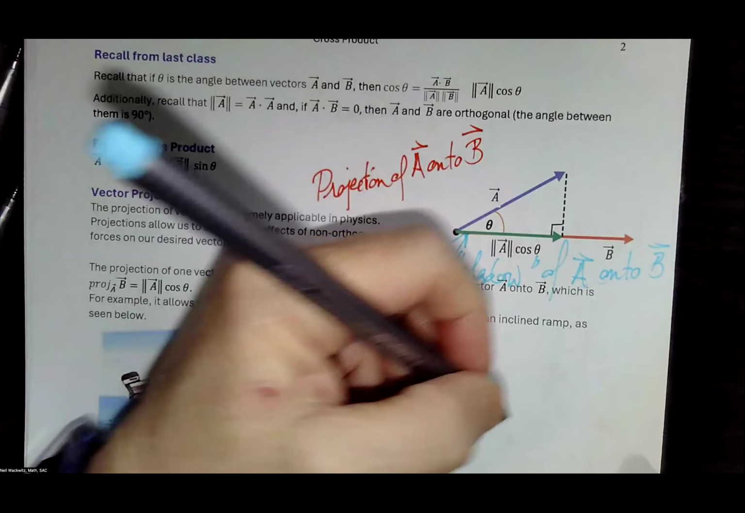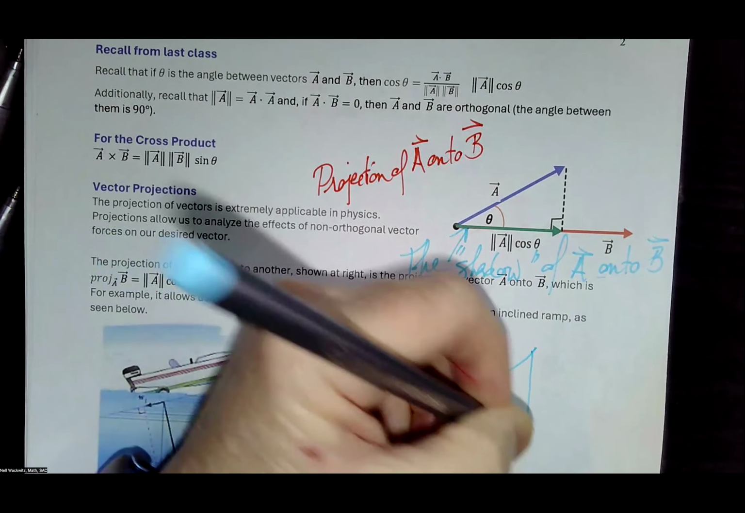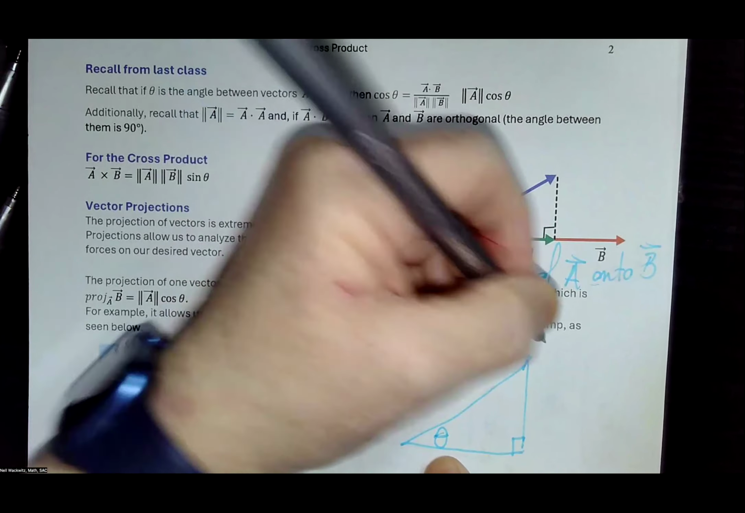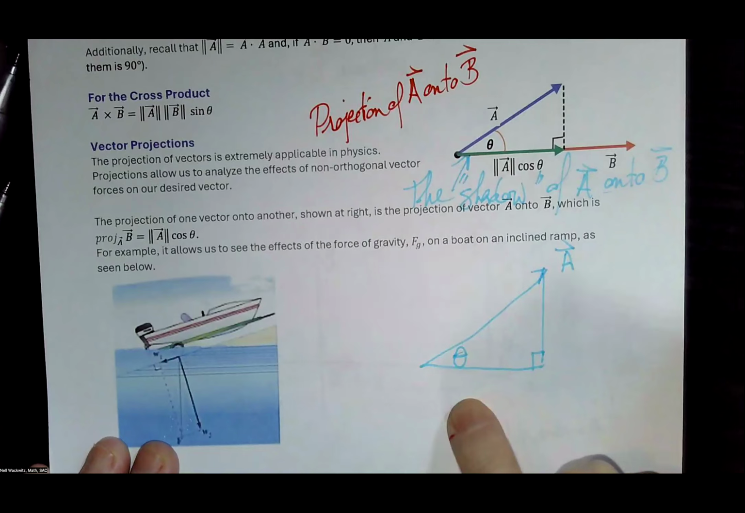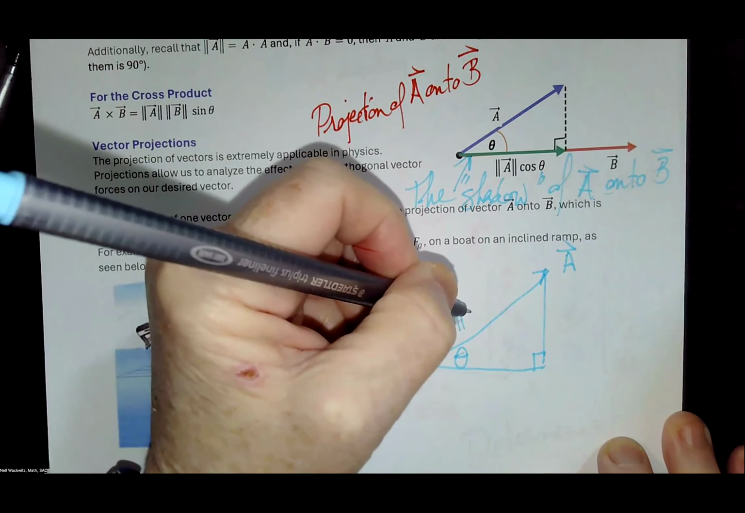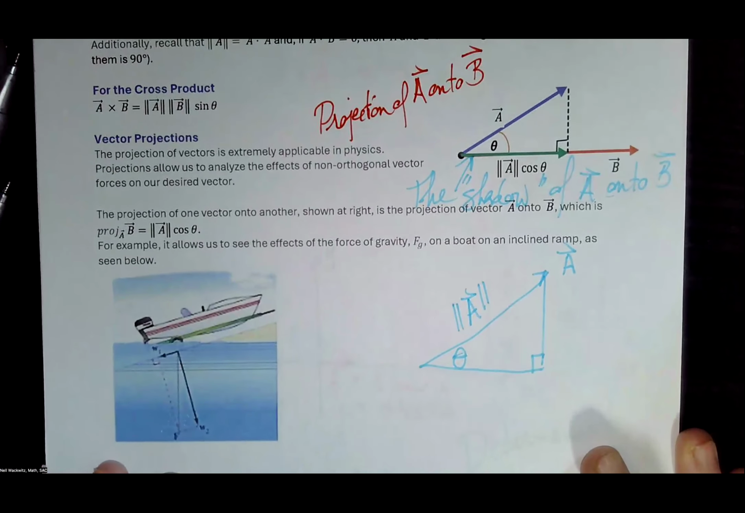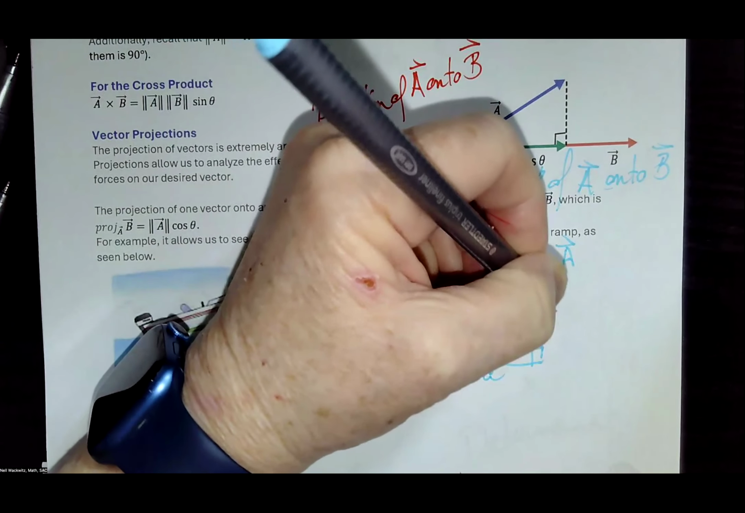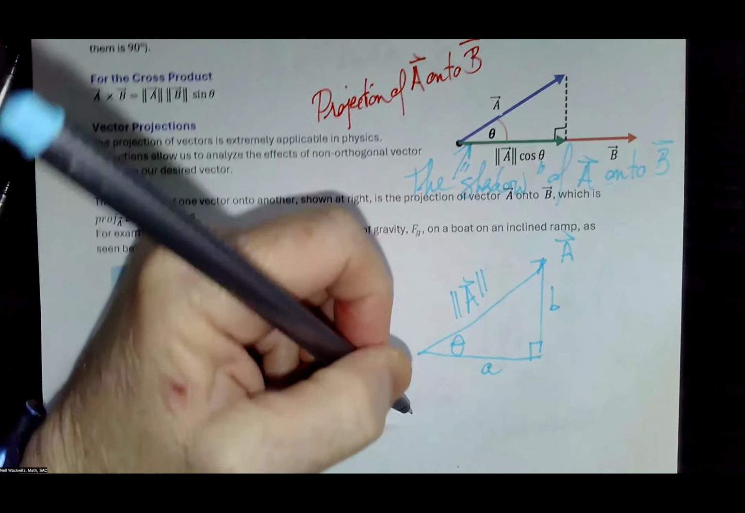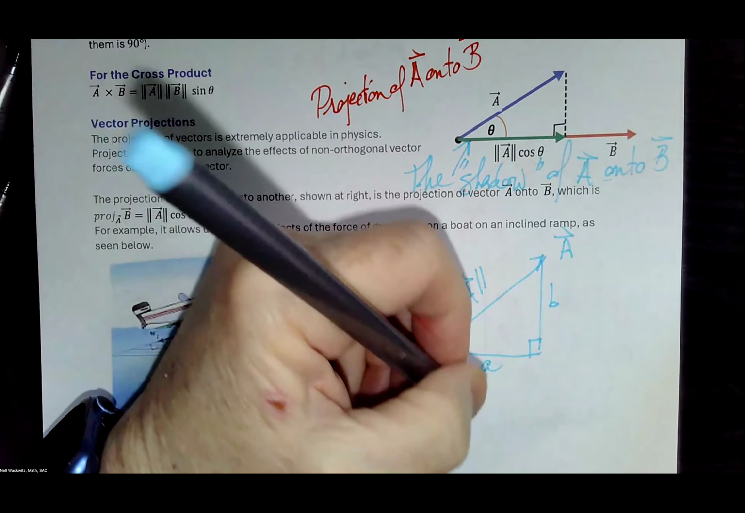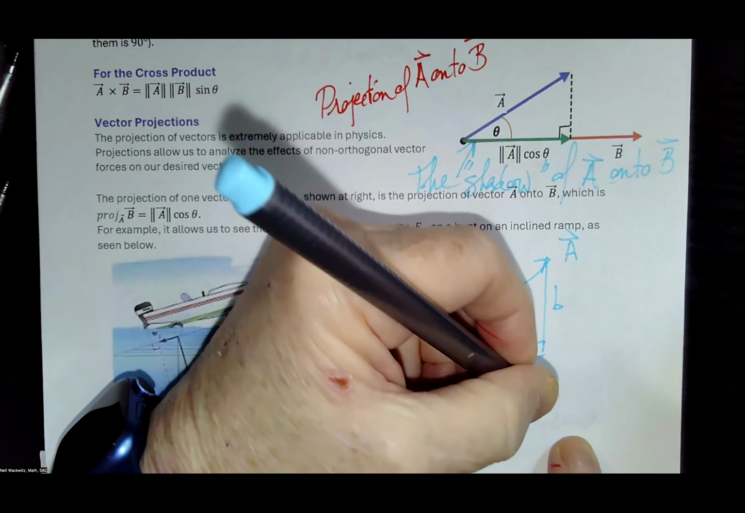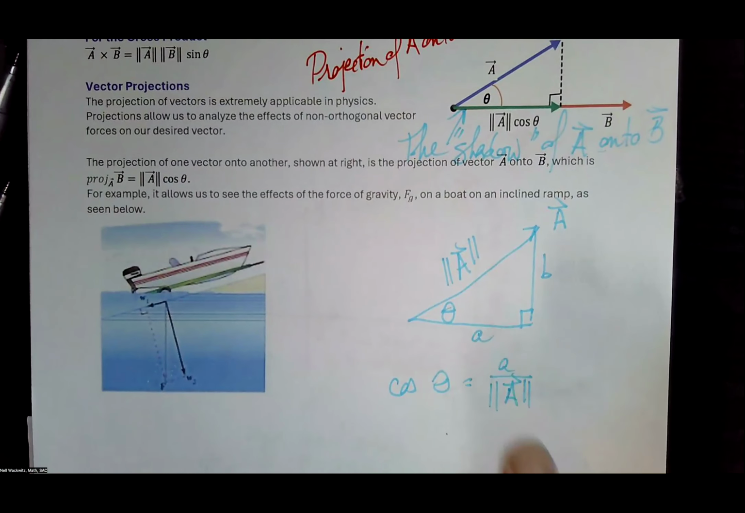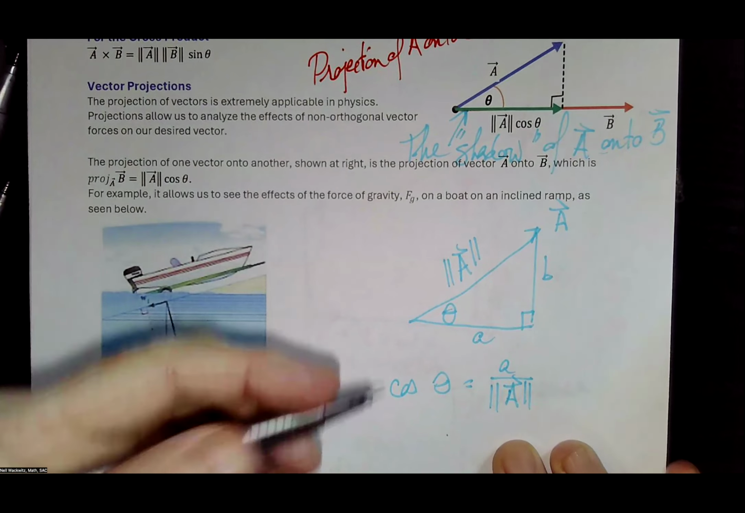And let's see, we've got a triangle. Angle theta. I know that since this is vector A, the length of this vector is the magnitude of A. And that means I know how to write these other two sides. So it's little a and little b. I know that the cosine of theta is little a over the magnitude of A. So I can find little a by multiplying both sides by the magnitude of A.